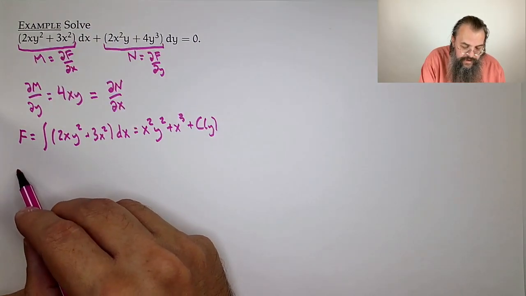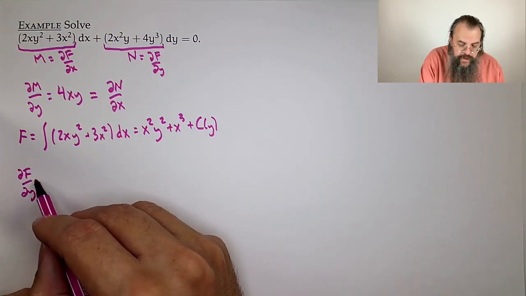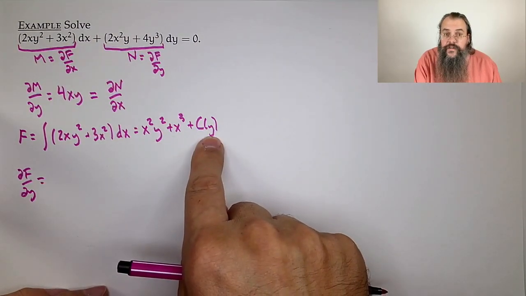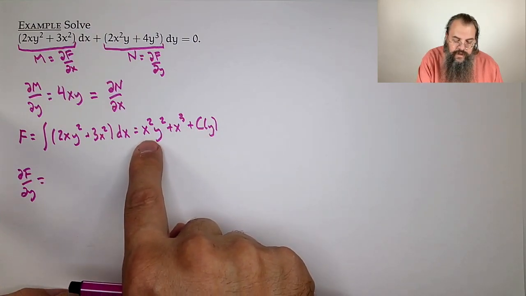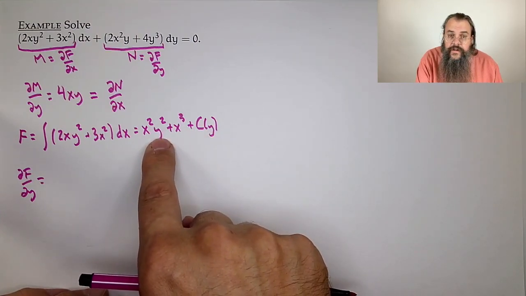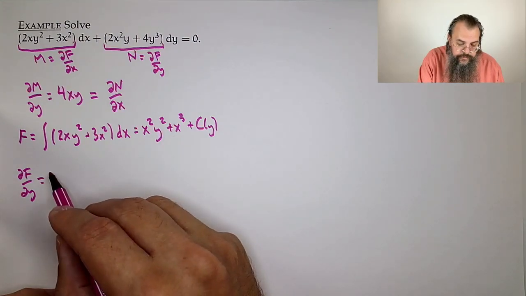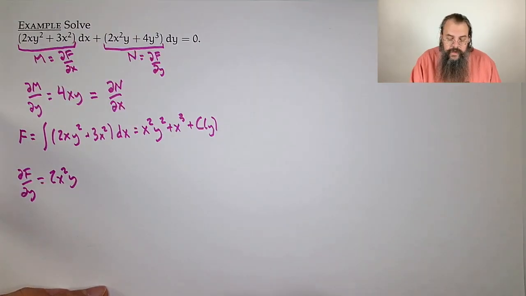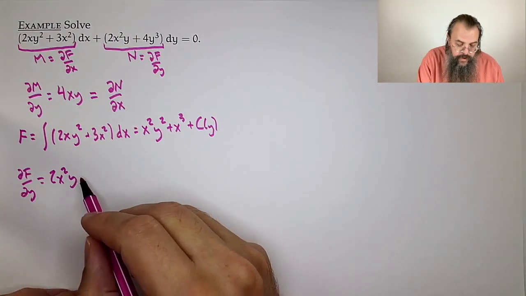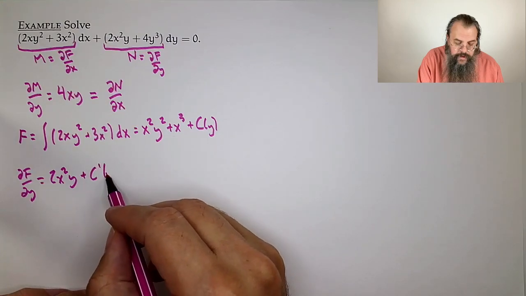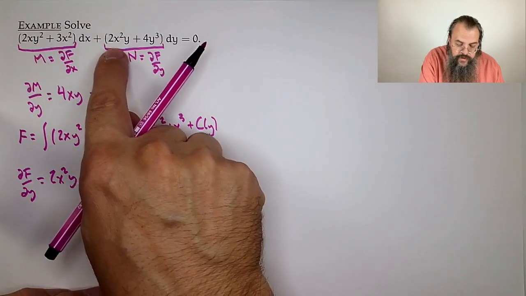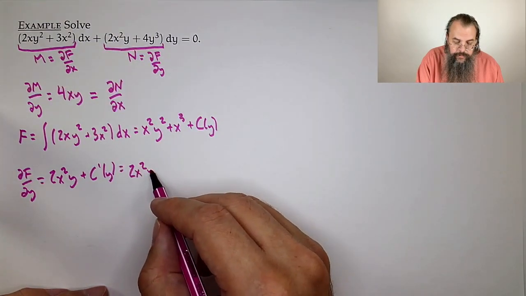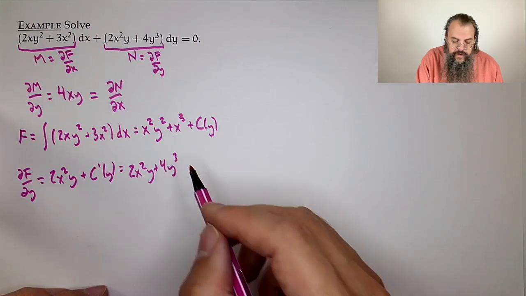Okay, so now we take partial f partial y. So we're going to take this expression, take the derivative with respect to y, treat x as a constant. So we have, okay, so that'll be x squared, constant. Derivative of y squared is 2y, so 2x squared y. Derivative of x cubed is 0. Derivative of c of y with respect to y is c prime of y. And that's going to be equal to what the partial derivative of f with respect to y is. So that's 2x squared y plus 4y cubed.